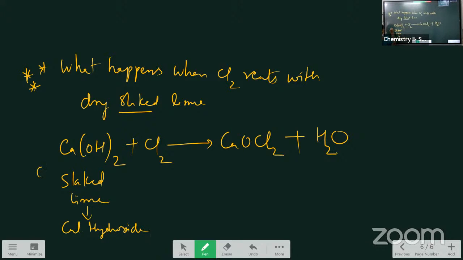In what condition are you taking it? You are taking it in the dry condition. There should not be any water molecules. So when Cl2 gas is passed through dry slaked lime, you will get CaOCl2, which is nothing but bleaching powder. Very important 2 marks question. Copy down fast.